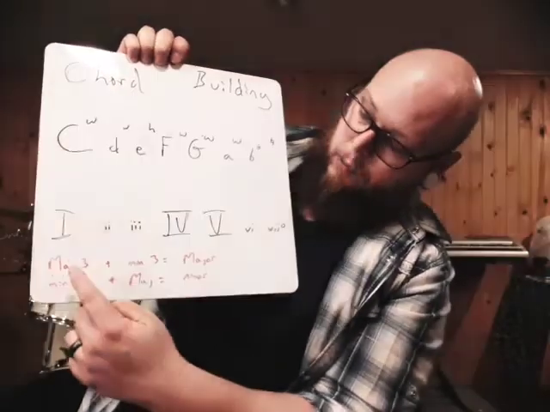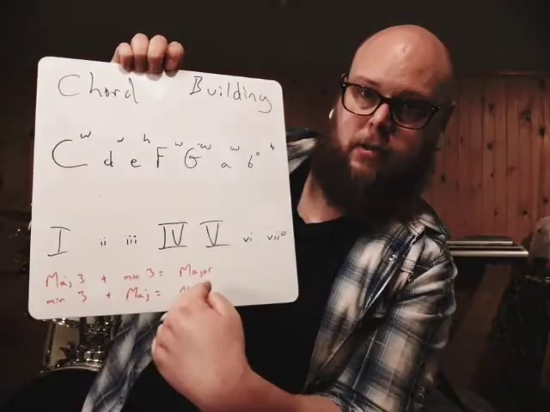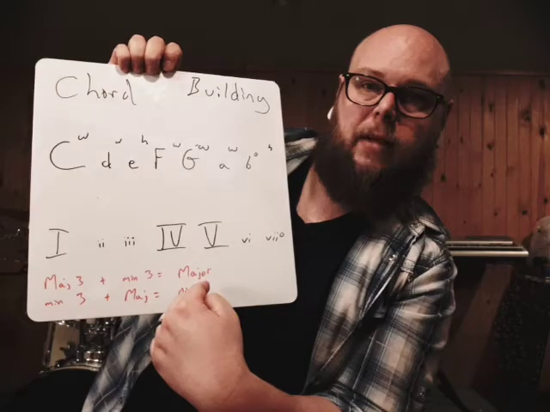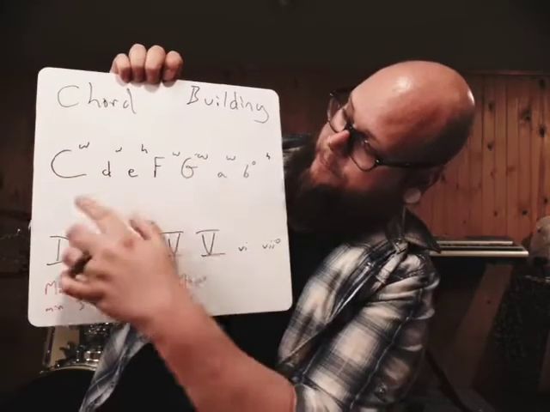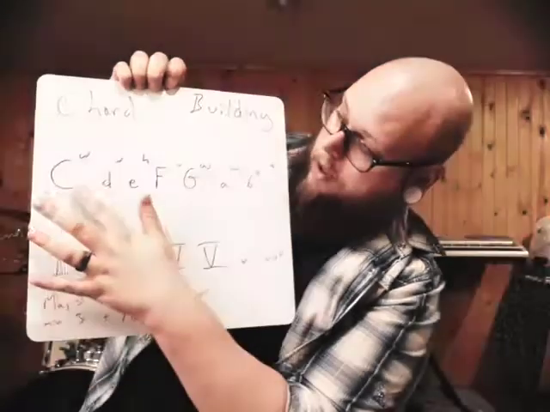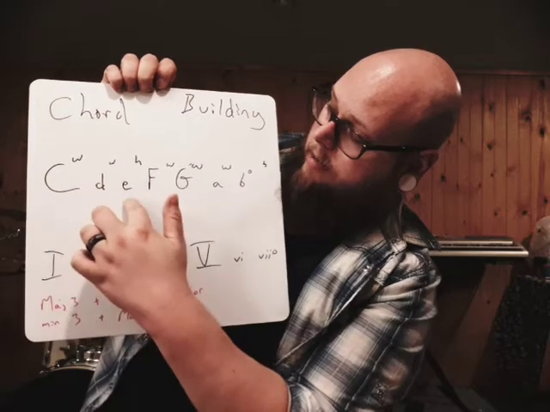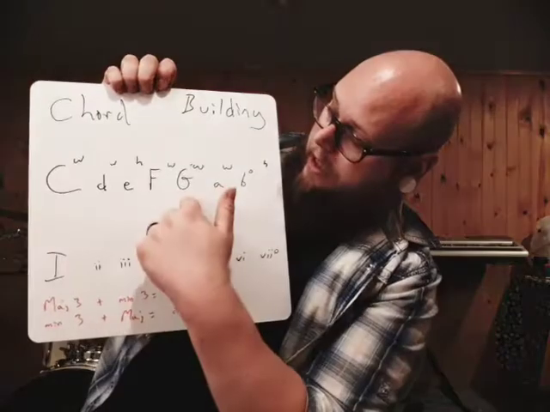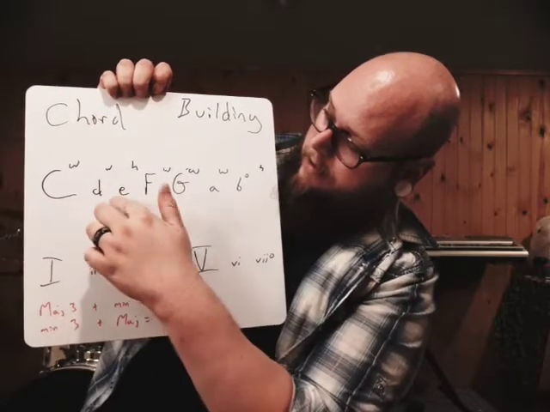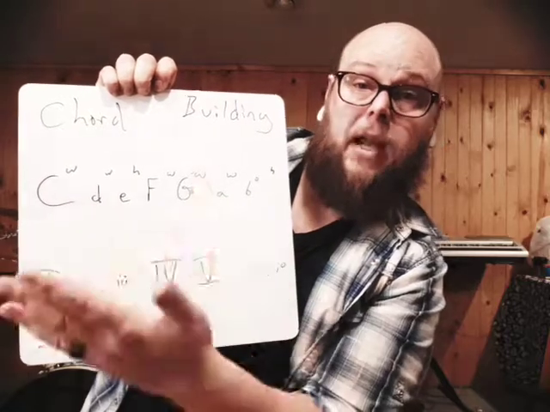Now, right here, major third plus a minor third equals a major chord. Well, what does that mean? How do we get there? In the key of C, you go up in thirds. 1, 2, you don't need that, that's 2. You need 3. 1, 3, skip a third, 5. C, E, and G. That's a major third. That's a minor third. When you stack it that way, you get a major chord.